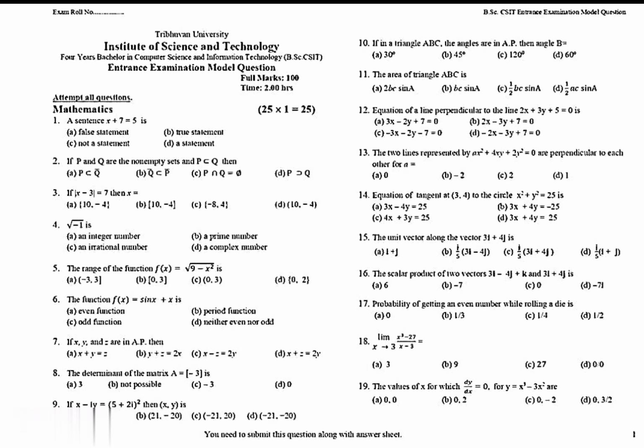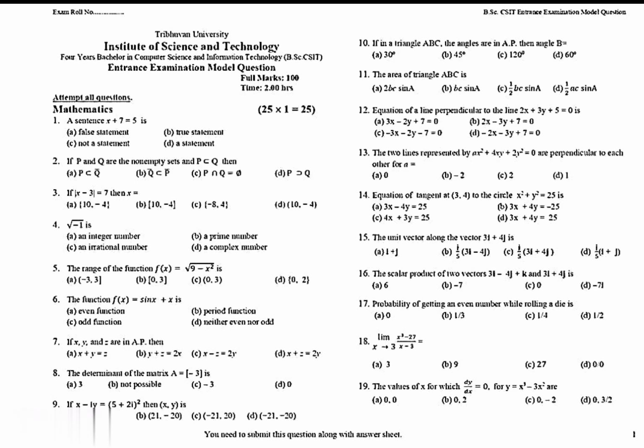Question number 3. If mod x minus 3 equal to 7, then x equal to A. Curly bracket 10 minus 4, B. Close bracket 10 minus 4, C. Curly bracket minus 8 4, D. Open bracket 10 minus 4. Question number 4. Root minus 1 is A. An integer number, B. A prime number, C. An irrational number, D. A complex number.